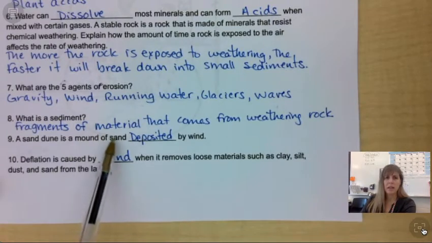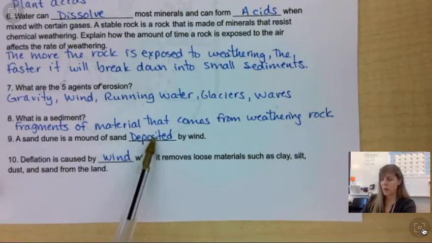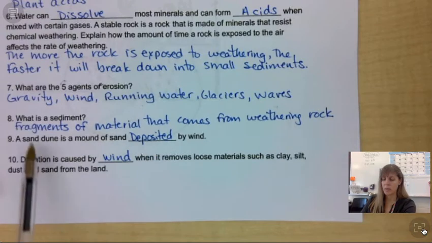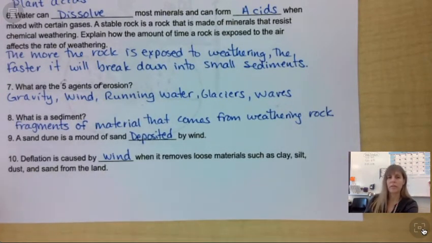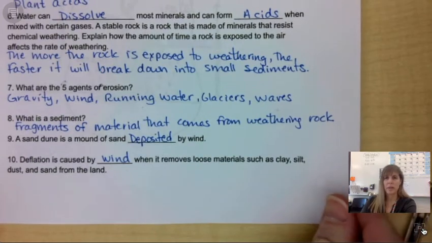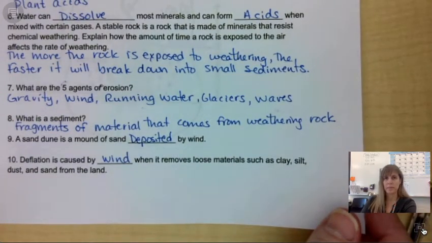Number 9, a sand dune is a mound of sand that is deposited by wind. Remember that a dune is deposited. Number 10, deflation is caused by wind when it removes loose material such as clay, silt, dust, and sand from the land. Do you have any questions about this page? Please raise your hand.